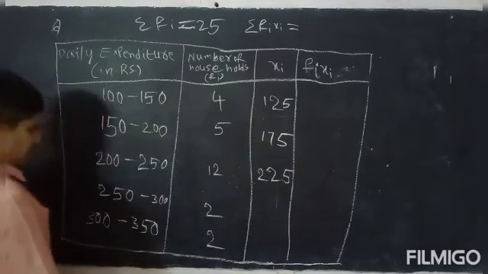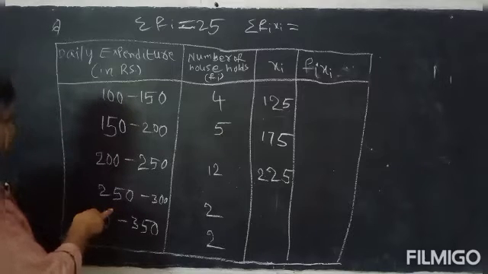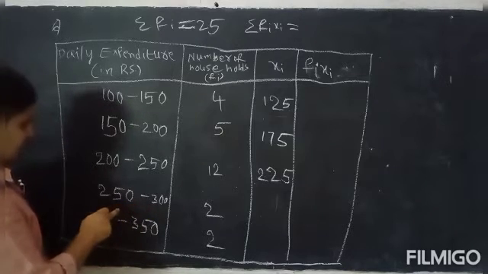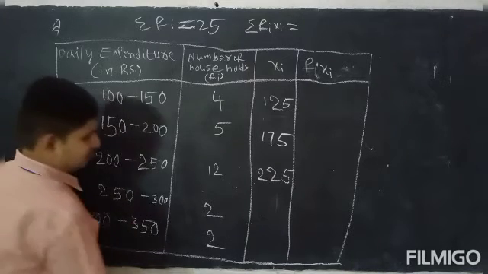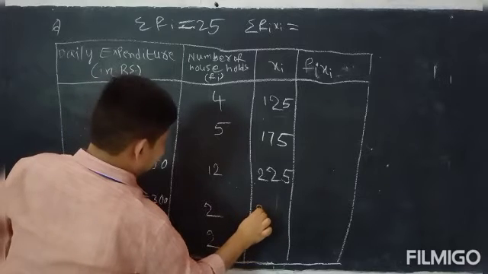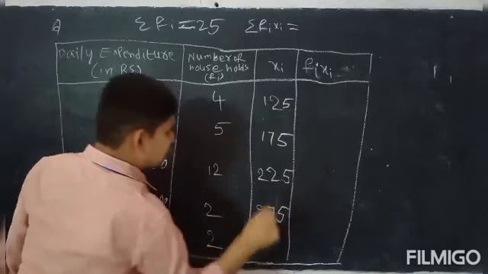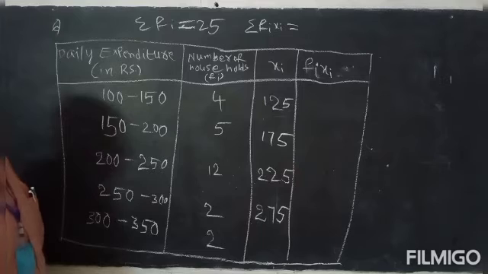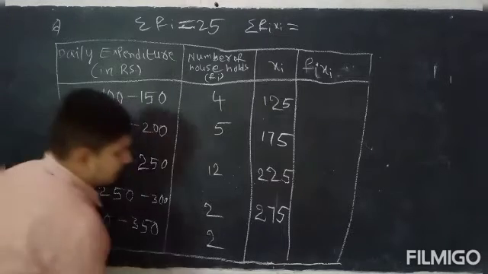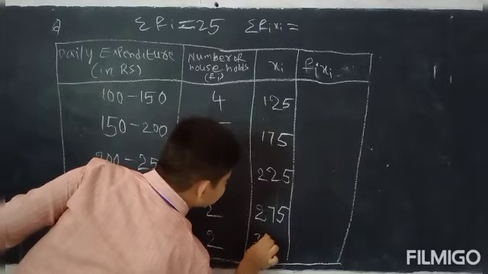Now 250 plus 300, how much? 550. 550 by 2, 275. Now 300 plus 350, 650. 650 by 2 means 325.